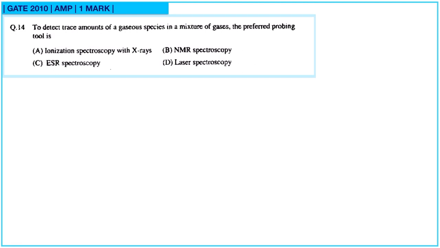Question number 14. To detect trace amounts of gaseous species in a mixture of gases, the preferred probing tool is... Now the gases are in trace amounts, so the required probing tool will be laser spectroscopy.